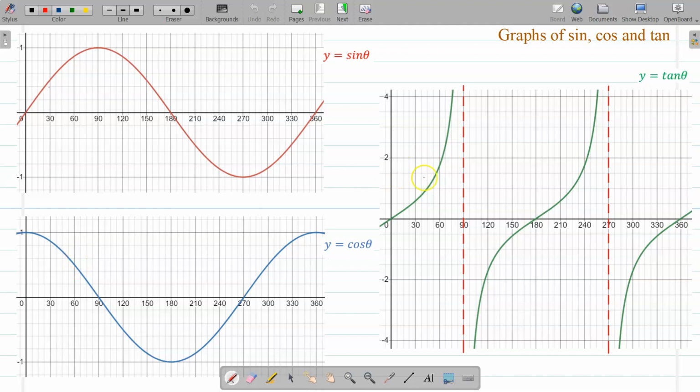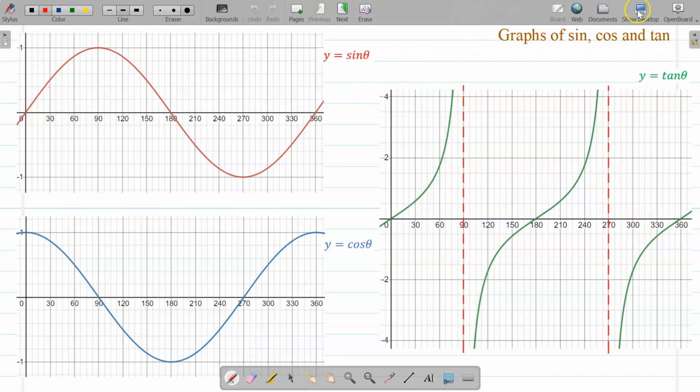Now the tan graph is different. What appears to be happening here is it's going off from 0 towards infinity before it gets to 90 degrees. Then it's coming in from negative infinity, going back through 0 at 180 degrees. We're going to look at that in more detail in a moment. The other thing to note is that it repeats itself every 180 degrees.